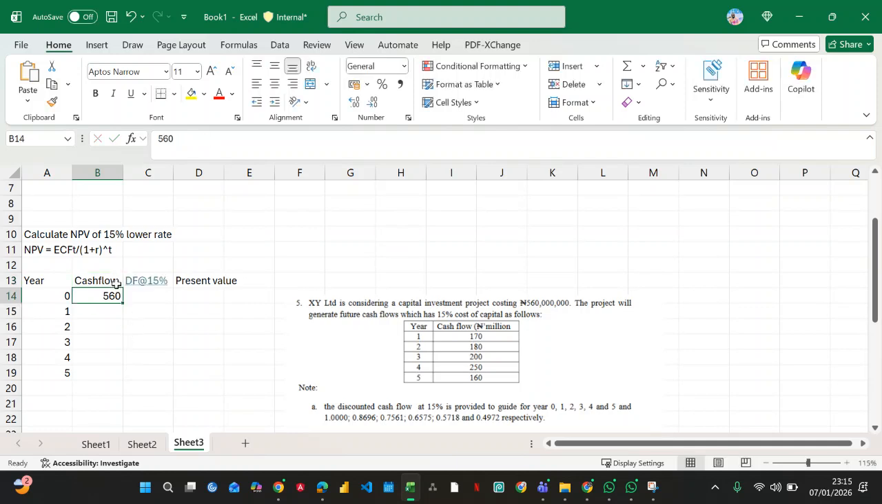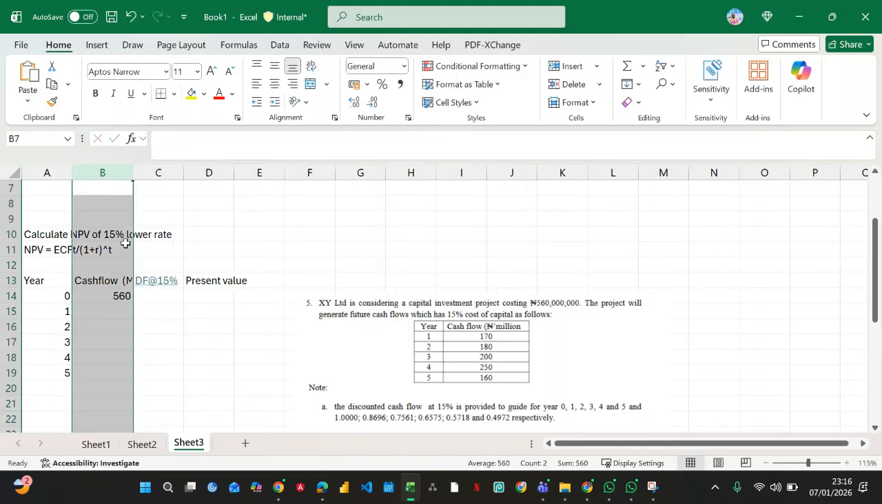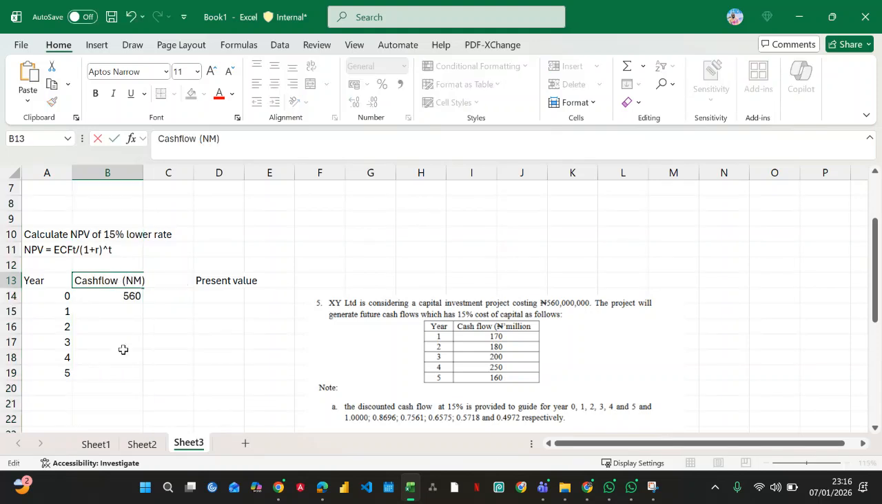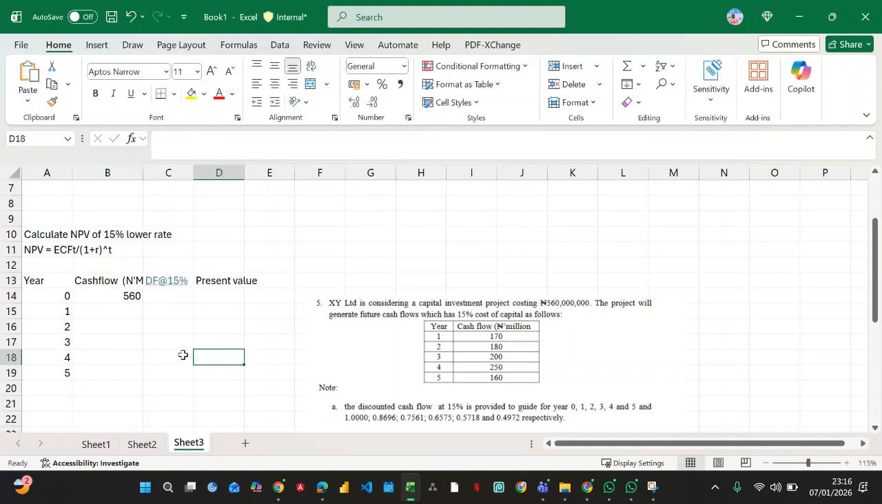Don't make it simple, please. Let it be explanatory enough. Okay, I'll put million here. You can put million on top, or you can even make it like this: Naira in million. The lecturer doesn't understand that, that means there's trouble. So we now have 170.